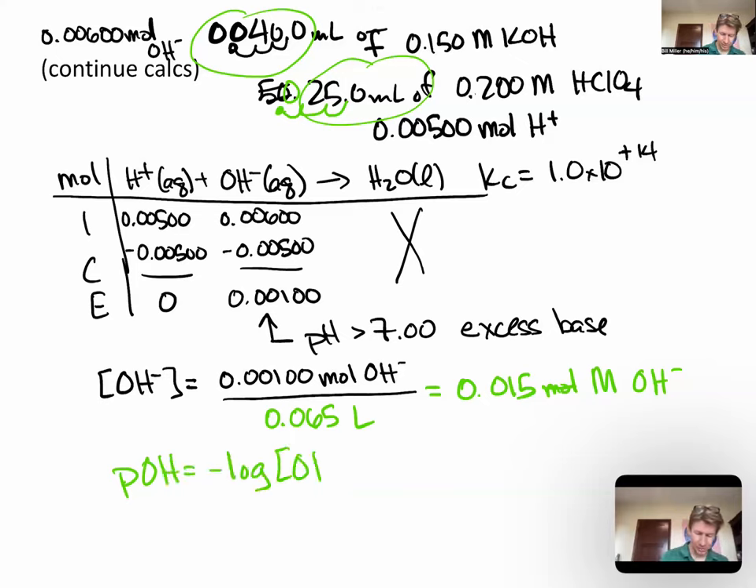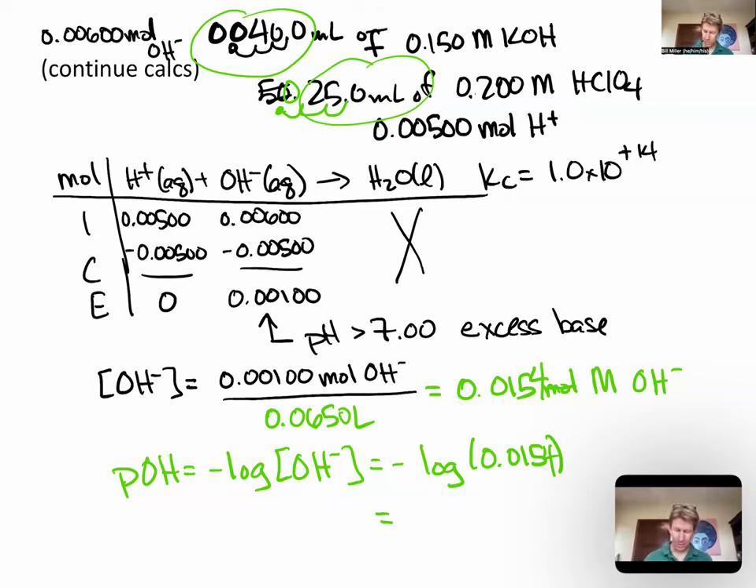And so now, since we have hydroxide, we can find pOH, which is the negative log of the concentration of hydroxide. Let me do that again. 0.001 divided by 0.065, so 0.0154. Right, because there should be three sig figs. Anyway, I'm just going to take the negative log of 0.0154. I get 1.81 as my pOH, and then my pH will be 14 minus pOH, and 14 minus 1.81, I get 12.19.